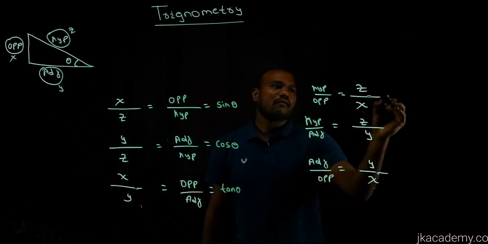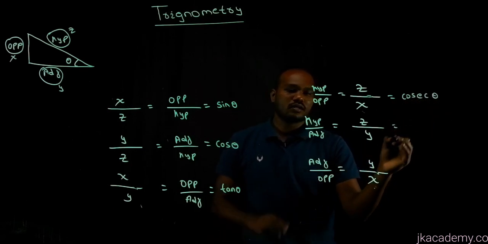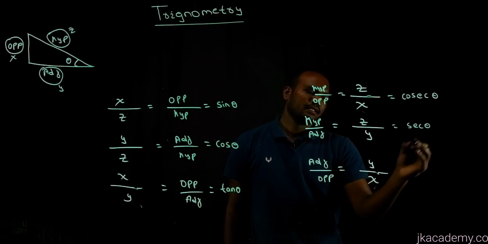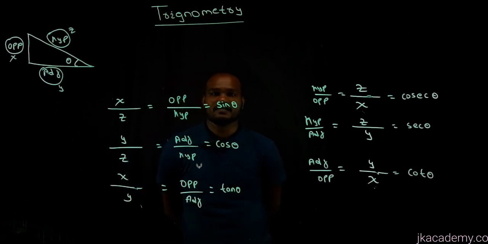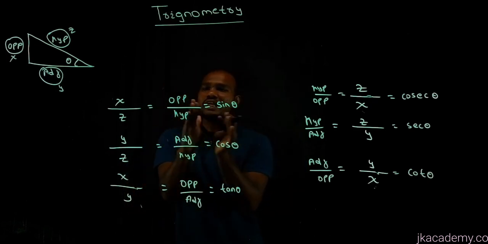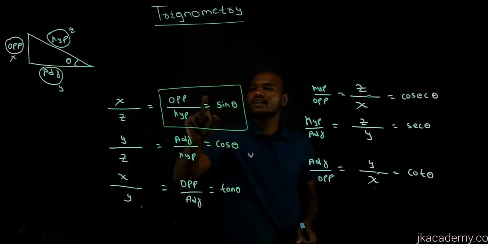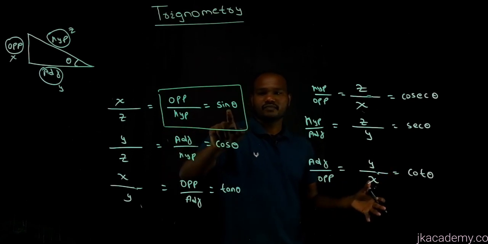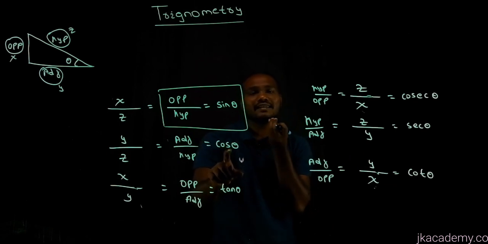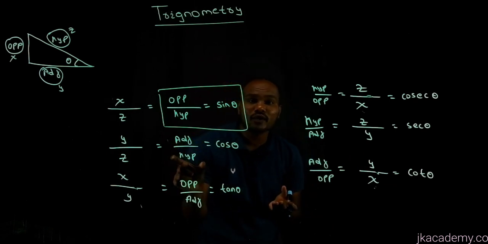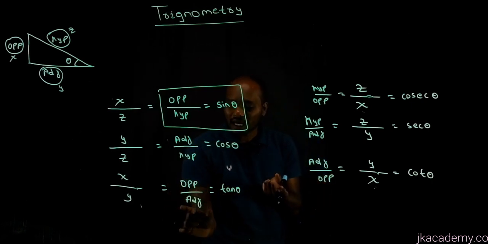Now here, I will call this thing cosecant theta. I'll call this secant theta. I'll call this cot theta. These are just names. See, sin theta means this ratio. Opposite by hypotenuse means sin theta. So cos theta means adjacent by hypotenuse. That's it. Cos theta is a name for adjacent over hypotenuse. What is tan theta? Tan theta is a name for the ratio of opposite by adjacent.